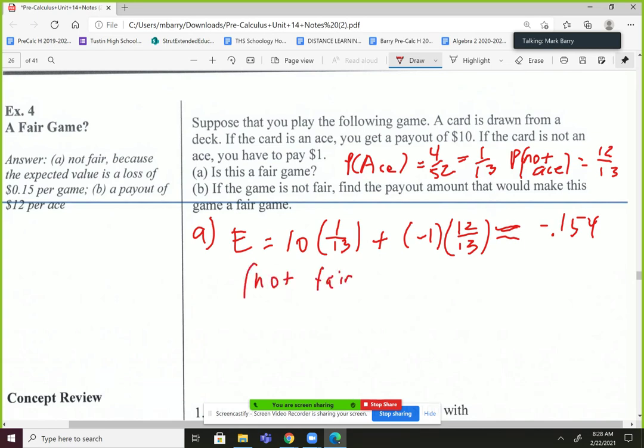So this one was really a yes or no question. Was this a fair game? We would say no, not fair. Part B: if the game is not fair, which we saw it was not, what would the payout have to be to make this a fair game?